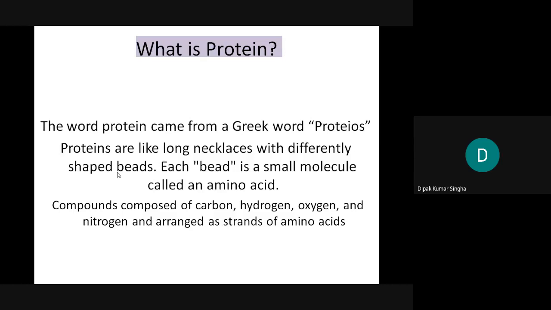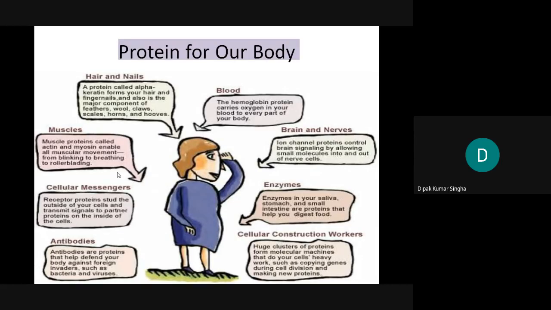What is the function or importance of protein? First, protein is the main composition of our nails and hair. The protein is called alpha keratin, and it forms nails, hair, and fingerprints, and is also a major component of feathers, wool, and claws. In the blood there are prothrombin and hemoglobin. Heme is the iron part, the metal part, but globin is the protein. So blood, with its huge function, is composed of protein.